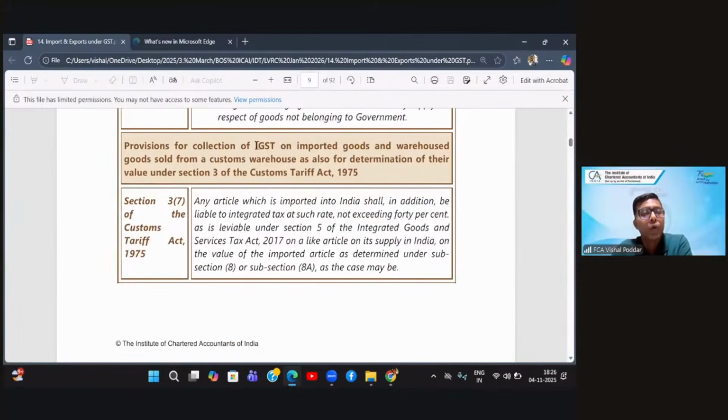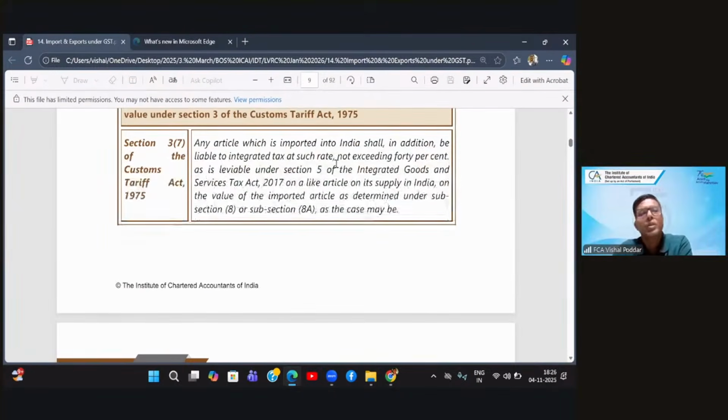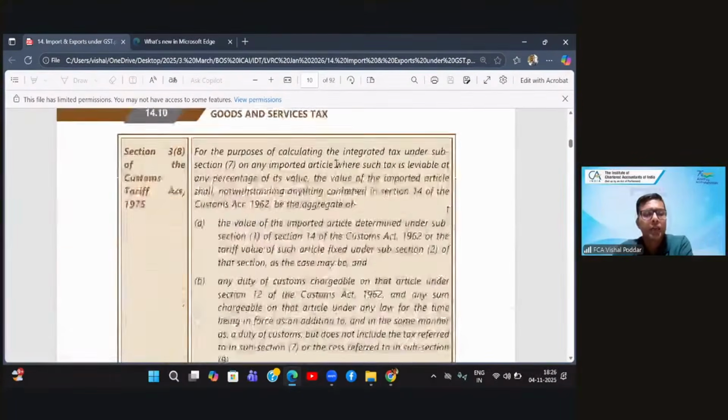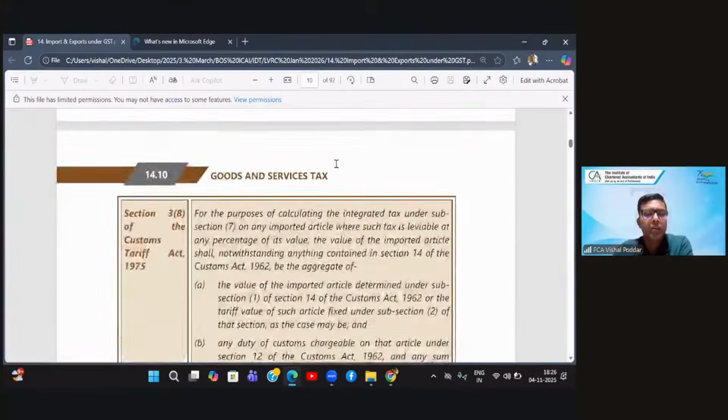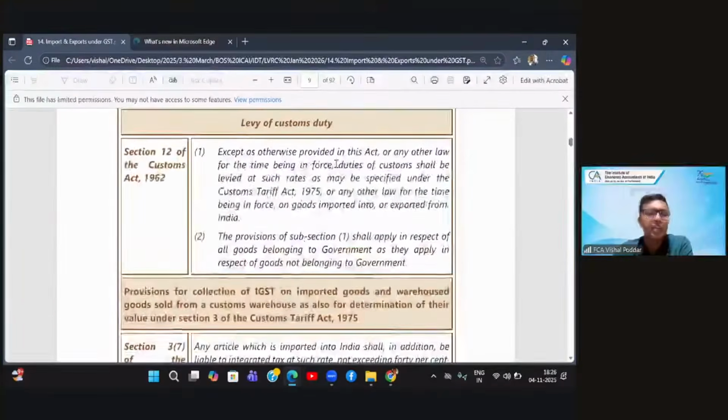Now, provision for collection of IGST on import of goods and warehouse goods sold from custom warehouse, as also for determination of their value, under section 3. Now, what is this particular point? For this point, you have to understand a few things. First is that the charging section says that duties of customs are levied at the time when the goods are imported into or exported out of India. So customs duty triggers whenever there is import or export happening in India. Import is defined as to bring goods into India from a place outside.